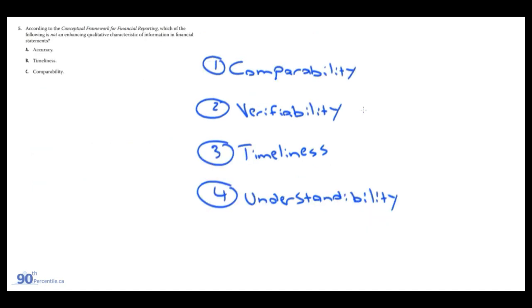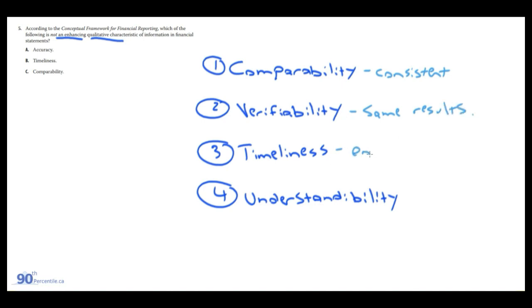According to the conceptual framework for financial reporting, which of the following is not an enhancing qualitative characteristic of information in financial statements? Well, the four characteristics are comparability, which basically says that information is consistent across time periods. Verifiability, which basically says that if an independent observer had the same input information, they could obtain the same results.